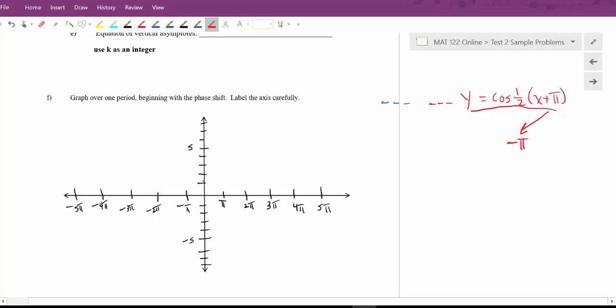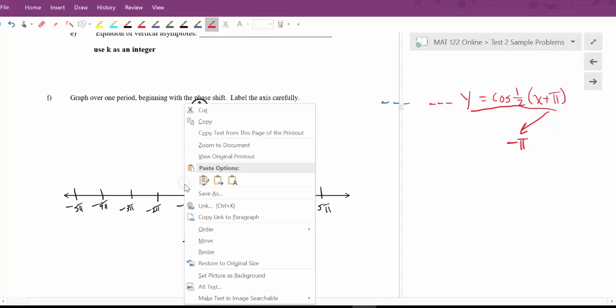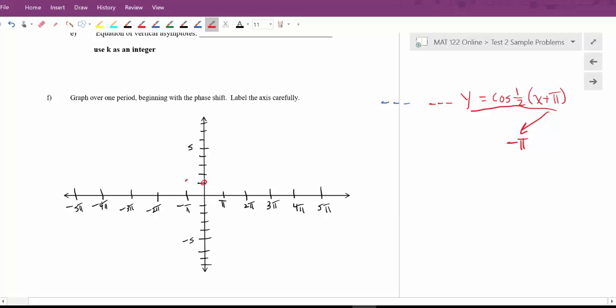Okay, a basic cosine starts at the point 0, 1. Phase shift that to there. Okay, put a dot there. Now the second point on a cosine is here. That phase shifts to there. Now you see the pattern. You're going to be maximum, midpoint, minimum, midpoint, maximum, midpoint, minimum.